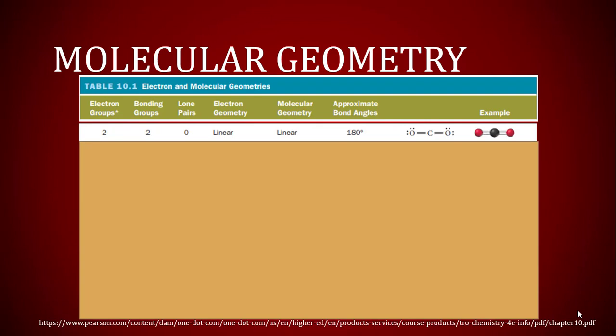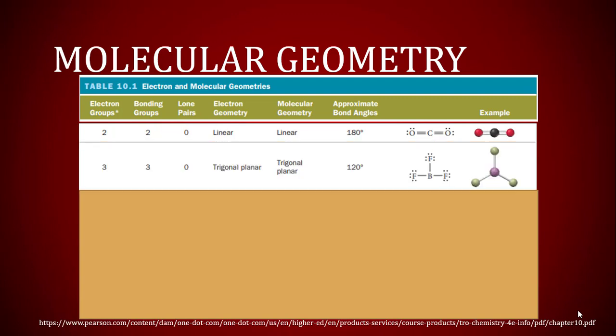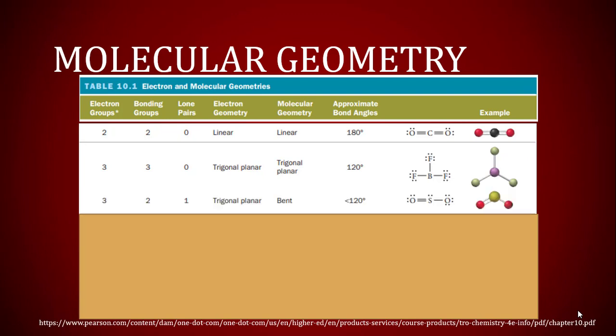So here is the start of the VSEPR diagram. If you have 2 bonding groups, you're linear, 180 degrees, and carbon dioxide is the classic example. Then you go to 3 electron domains. If you have 3 bonding domains, then since the electron domain geometry is trigonal planar, the molecular geometry will be trigonal planar, and boron trifluoride is a very good example of this. You could have 2 bonding domains and 1 non-bonding domain. The electron domain geometry remains trigonal planar, but now the molecular geometry is bent. Sulfur dioxide is an example of that.